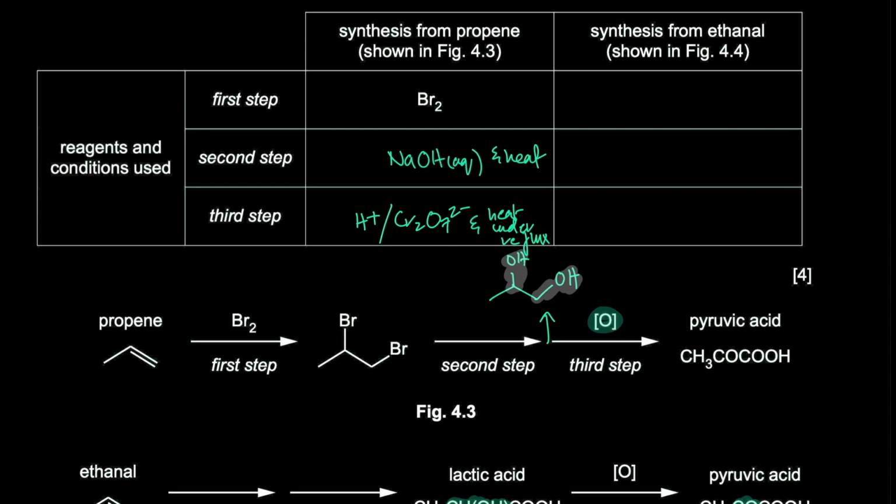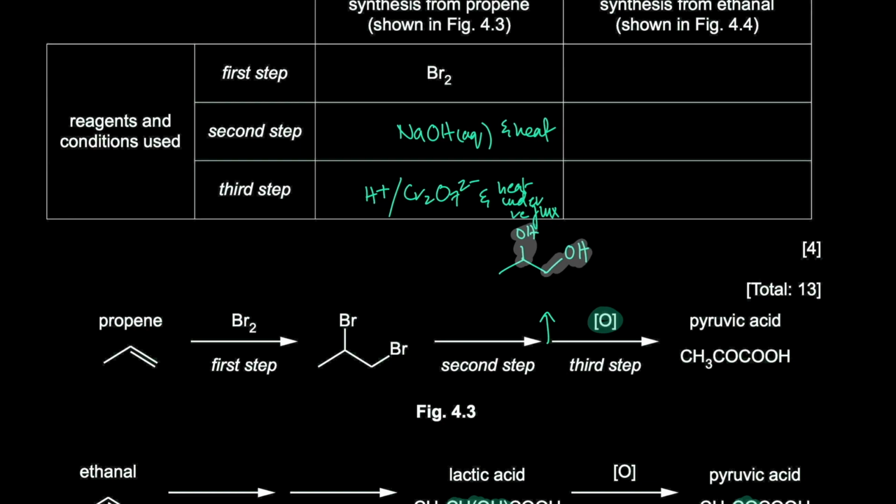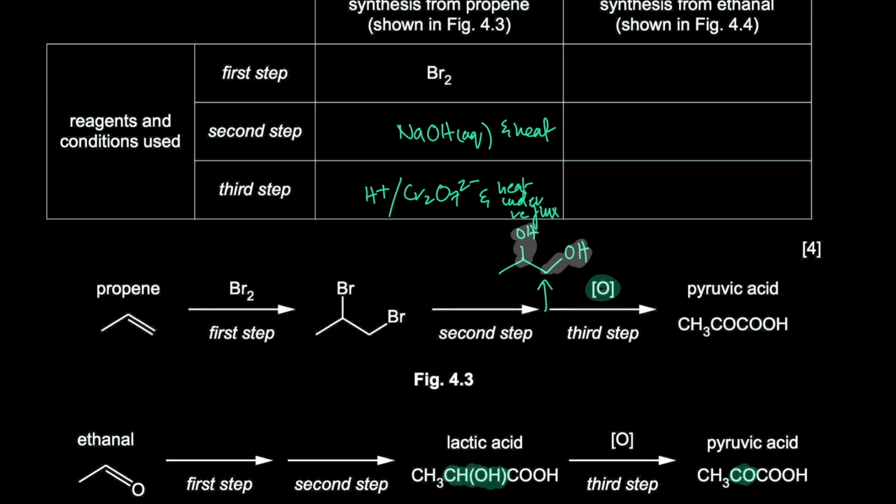And then for the second synthesis, what do we have? For the second synthesis, we have this: we're starting with ethanol. We're converting ethanol to some compound that is then converted to lactic acid, and then we get pyruvic acid. So what compound are we converting ethanol to?